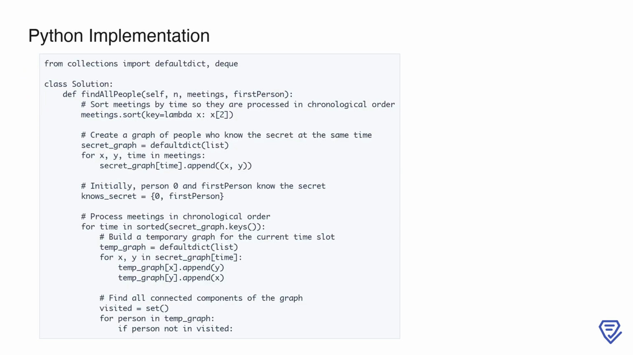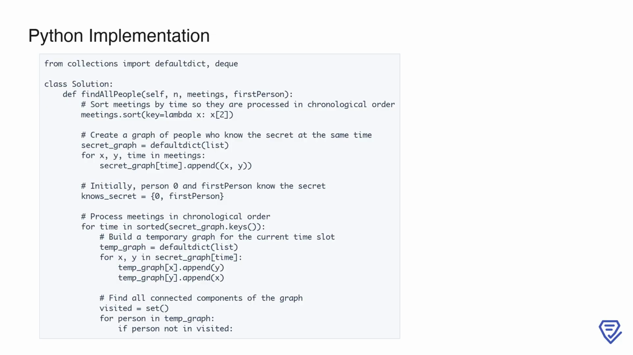To solve this problem, we start by importing the necessary modules. The defaultdict helps us create a graph structure, and deque is used for efficient breadth-first search. Inside the Solution class, the findAllPeople method begins by sorting the meetings based on their time. This ensures that we process all meetings in chronological order, which is essential for accurately tracking how the secret spreads over time. Next, we initialize a secret_graph using defaultdict(list).